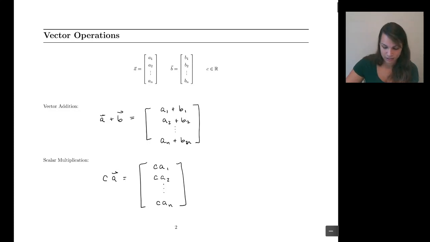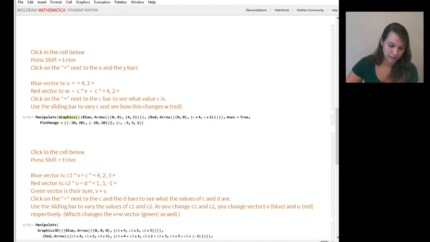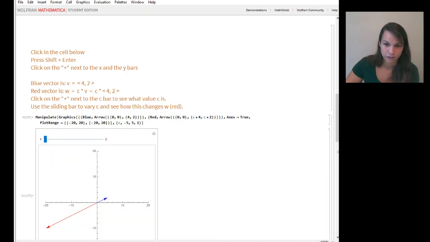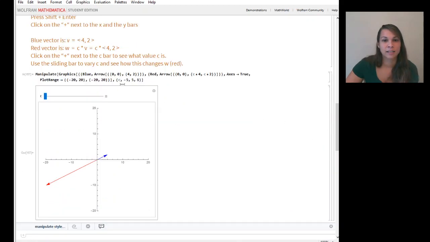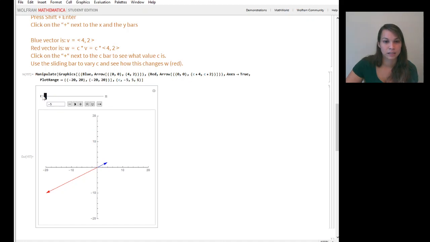If we come here to Mathematica again, the next piece of code says click on the cell below, hit Shift Enter, or right click and hit Evaluate. And now we can see that for the blue vector, which is v, we have it as being 4, 2. We have vector w, which is red, and w this time is just a constant multiple of v, where it's been multiplied by c. And we can click the plus sign so we can see what c is.